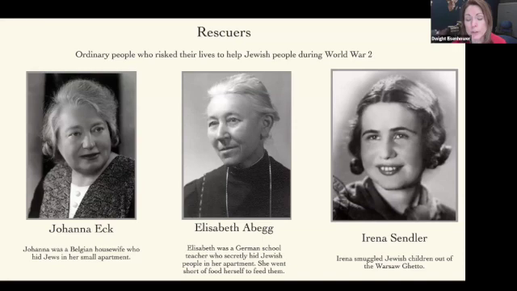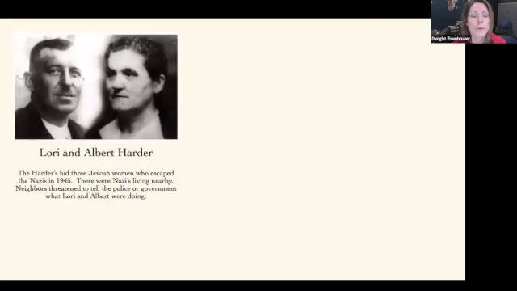Irina Sendler smuggled Jewish children out of the Warsaw Ghetto. This would have been extremely dangerous. If the German guards caught Jewish people outside of the ghetto, they usually just shot them on the spot and anyone helping them. Lori and Albert Harder hid 3 Jewish women who escaped the Nazis in 1945. There were Nazis living nearby, and neighbors threatened to tell the police or government what Lori and Albert were doing.